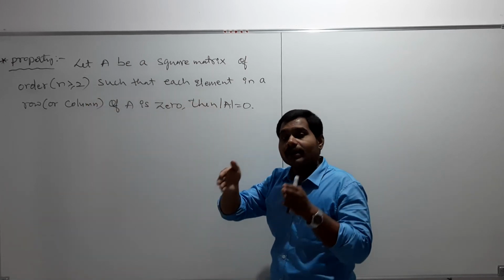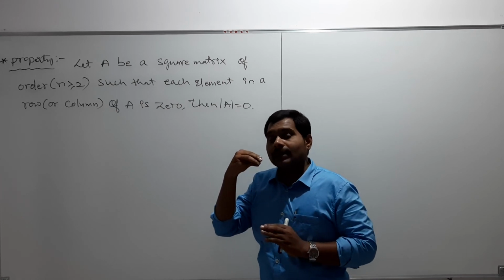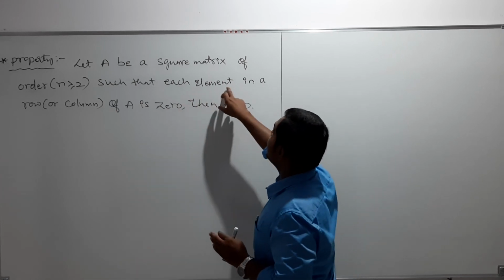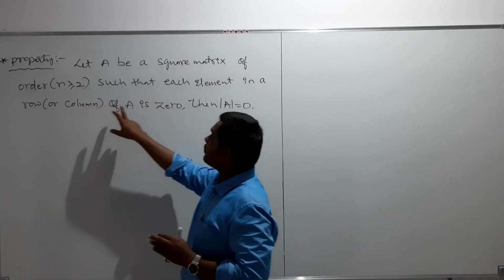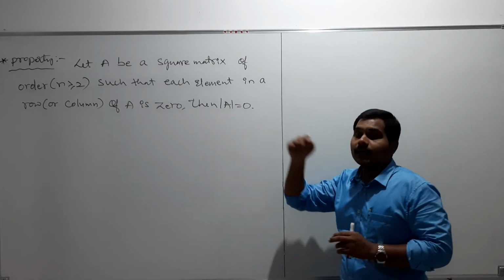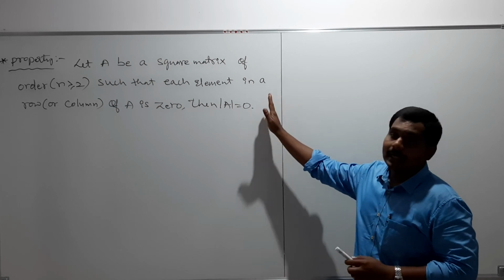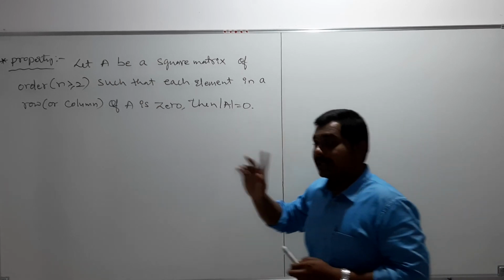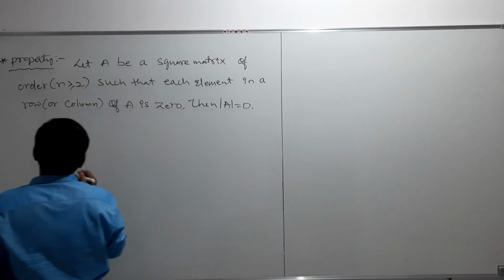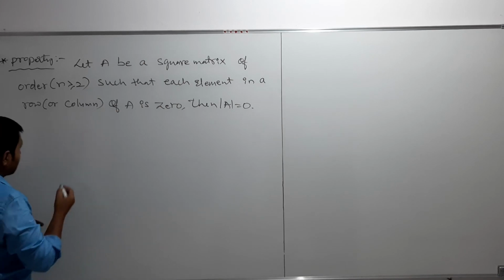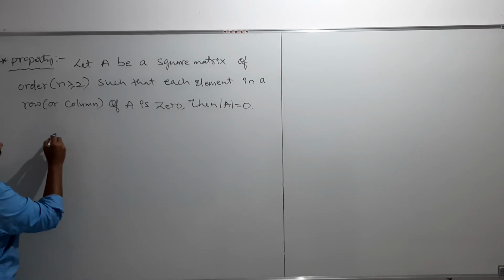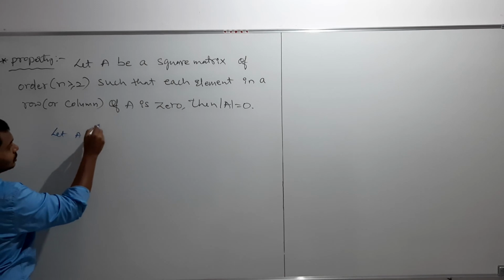So if the matrix is a square matrix of order n greater than or equal to 2, such that each element in a row or column of A is 0, then the determinant of A is equal to 0. So what does this property state? Let us take an example.